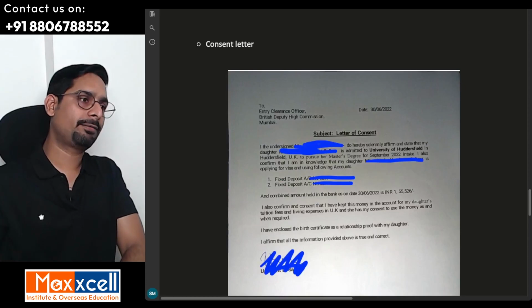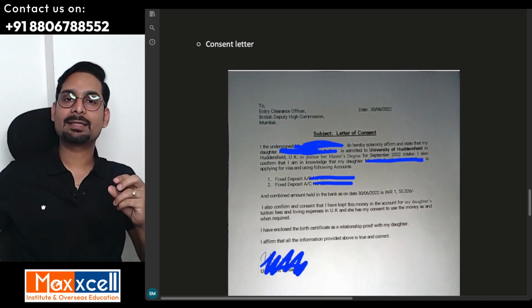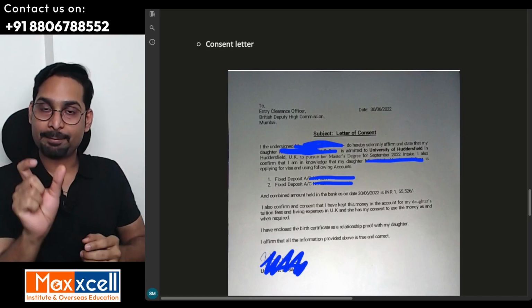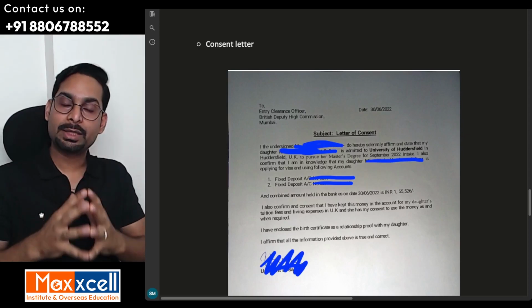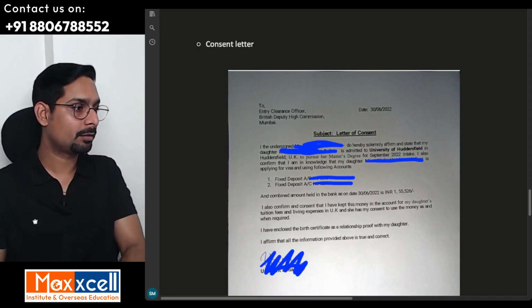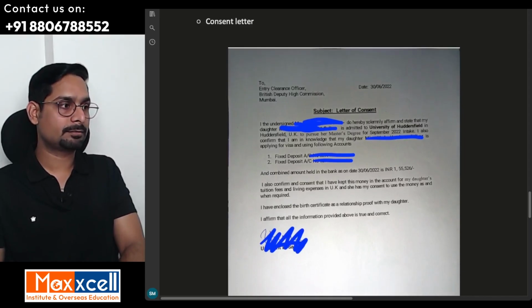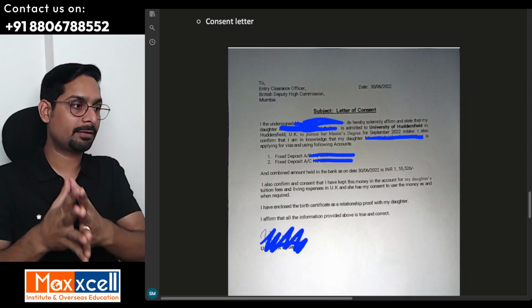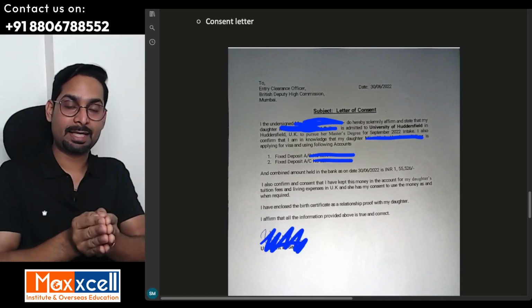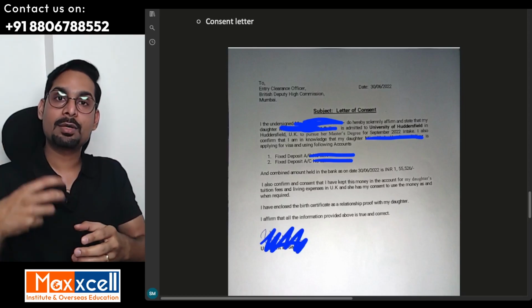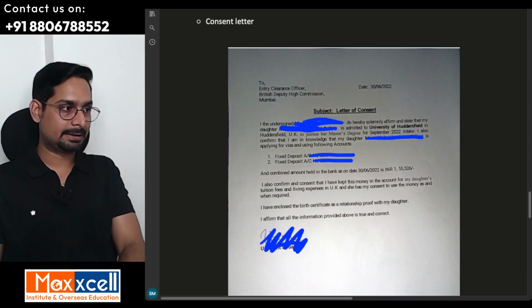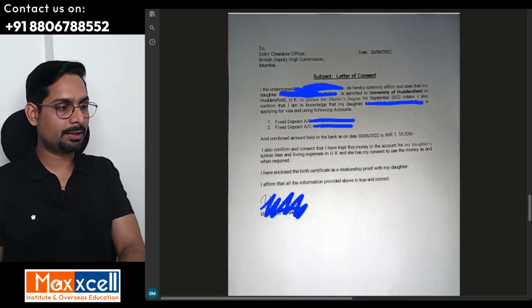Now if this fund is available in the applicant's parents' bank account, you need to take a letter from your parents that they are okay with you going outside to the UK for studies, and that the funds available in the fixed deposit or savings bank account are available for you to use for your education purpose. This is the matter you should have on your consent letter, duly signed by your parents.